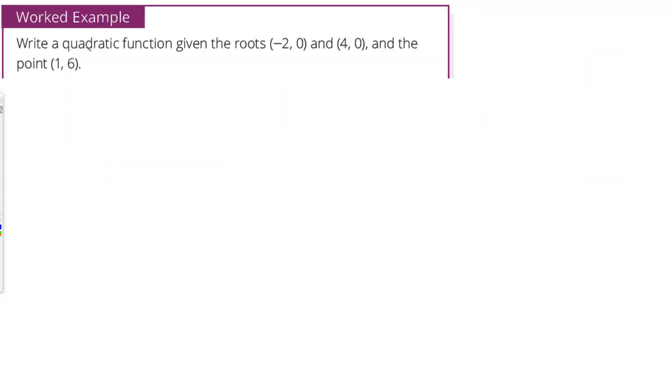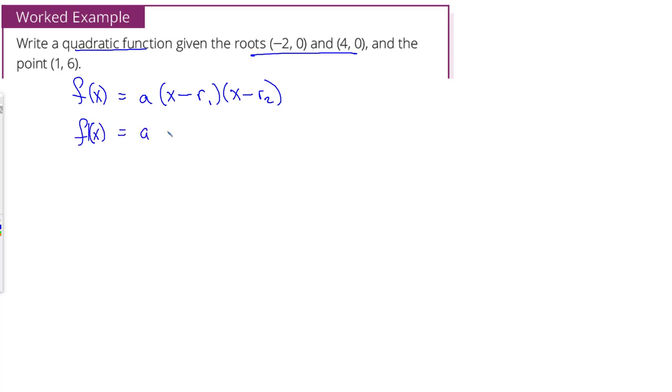Now, if I am trying to write the quadratic function, but I'm given roots instead, that means I need to use the factored equation. And so the factored equation is f of x equals a times x minus root 1 times x minus root 2. So f of x is equal to a, because I still don't know that one, x minus root 1. So when I do the opposite of that, it becomes 2. And then x minus opposite of this, so x minus 4.